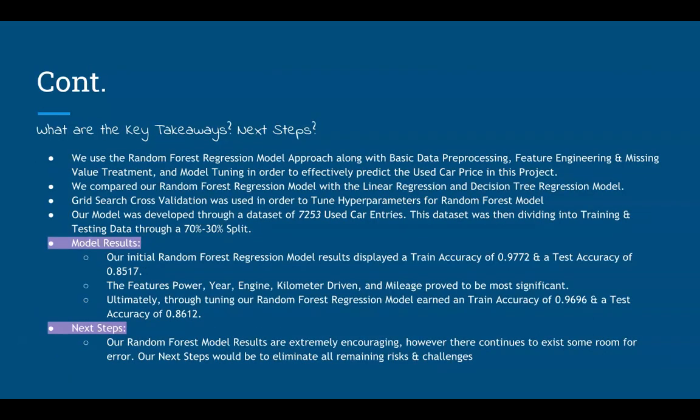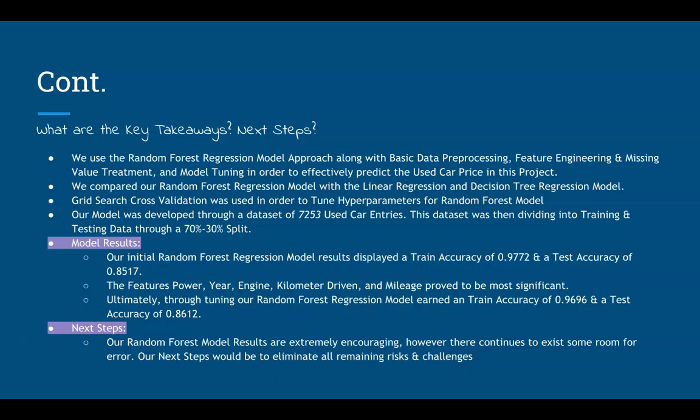Our key takeaways and basic concepts from this project have been that we can use the random forest regression model approach along with basic data preprocessing, feature engineering, missing value treatment, and model tuning in order to effectively predict the used car price in this project. Each potential solution is compared with one another in order to identify the most suitable approach. And being that it was the random forest model, this random forest model was then tuned through grid search cross-validation.